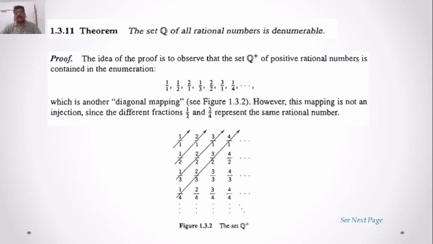Similarly, Q minus, the set of all negative rationals, is denumerable, and the set of all rationals is a union of the set of all positive rationals Q plus, Q minus and the set {0}, and hence it is denumerable.